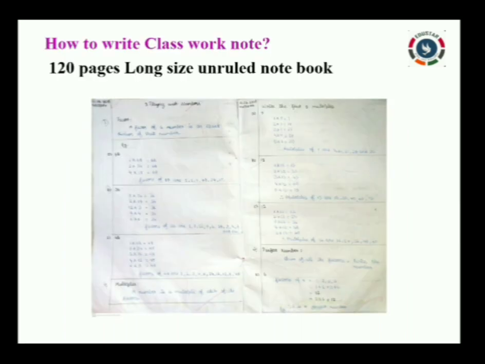Now take your 120 pages long size unruled notebook. On the first page, you have to write your name, class and subject name. On the next page, the third page, you have to draw a margin, and write the chapter name and chapter number. And for writing headings, subheadings and questions, you have to use a black stick pen. And for answers, you have to use a blue pen. Don't use a ballpoint pen, use an ink pen.